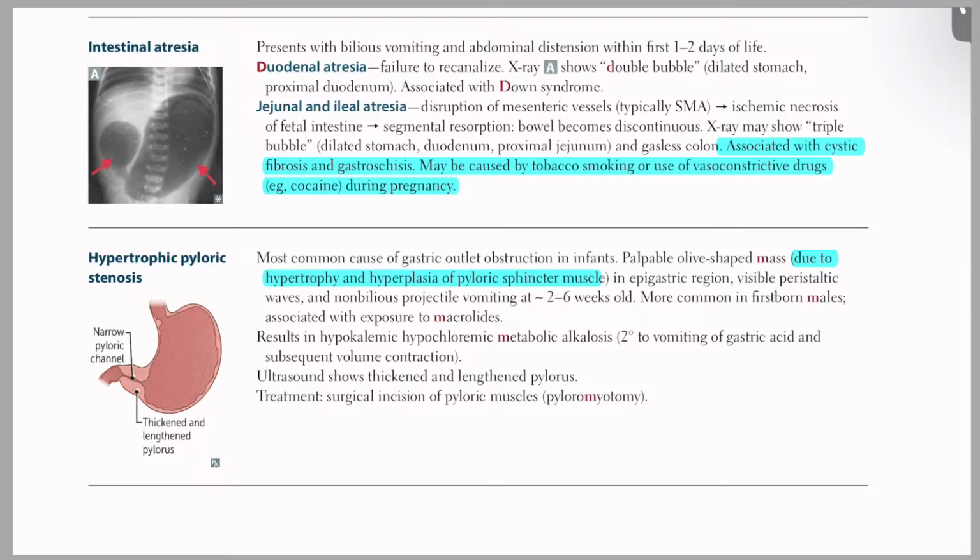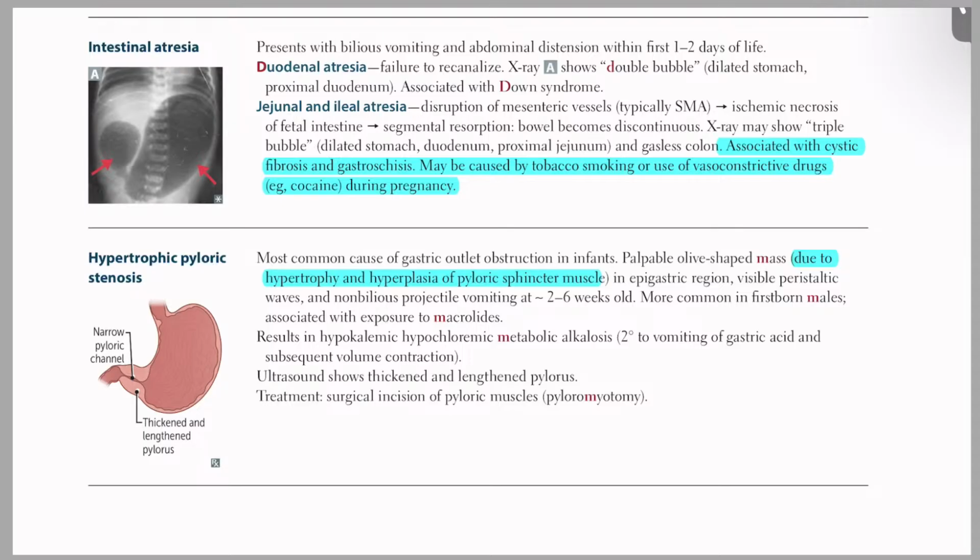Results in hypokalemic, hypochloremic metabolic alkalosis, secondary to vomiting of gastric acid and subsequent volume contraction. Ultrasound shows thickened and lengthened pylorus. Treatment: surgical incision of pylorus muscle, pyloromyotomy. Okay.